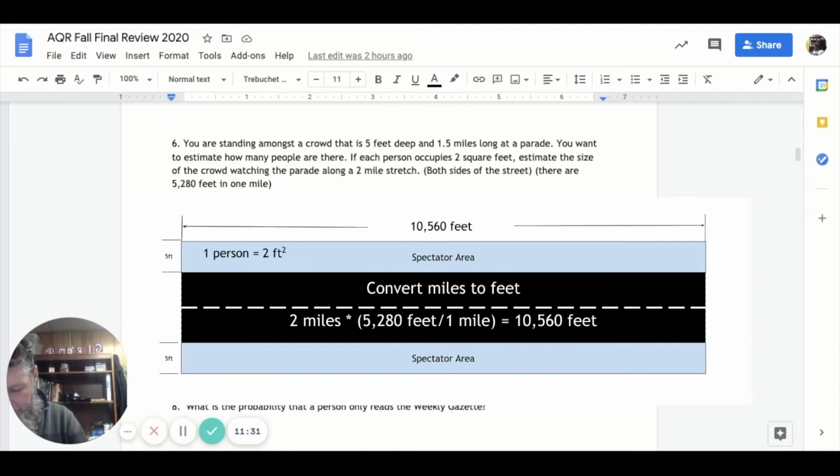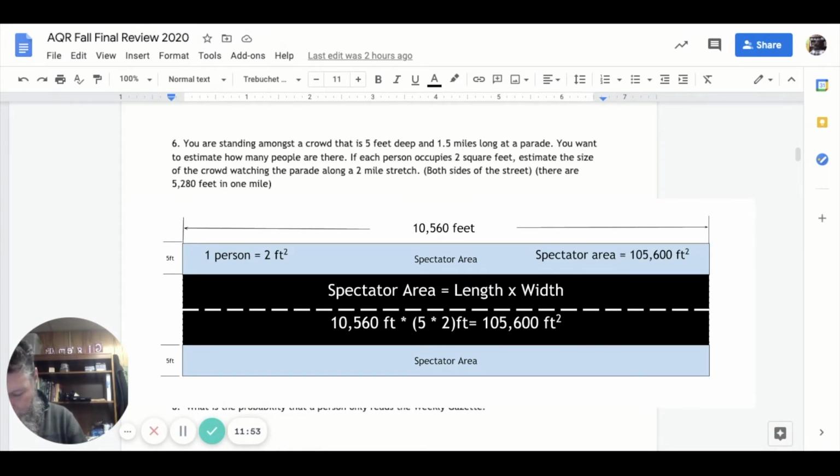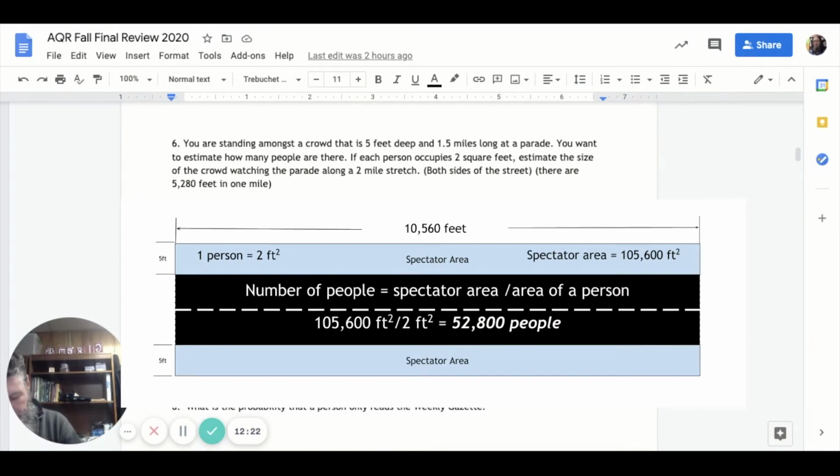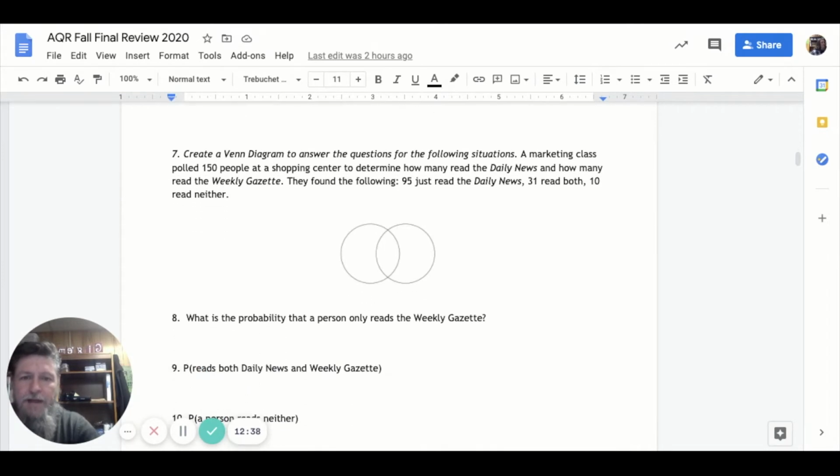Okay, 2 miles is actually 2 times 5,280 feet. So that is 10,560 feet. Times 10 makes it 105,600 square feet. Okay, we're just going to divide that by 2. 2 square feet equals one person. So we divide the space that the person takes up into the space that the whole area is, to find out how many people will fit in there. So 2 divided into 105,600 is 52,800 people.